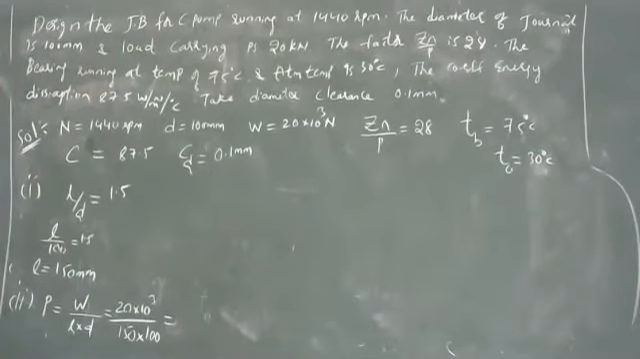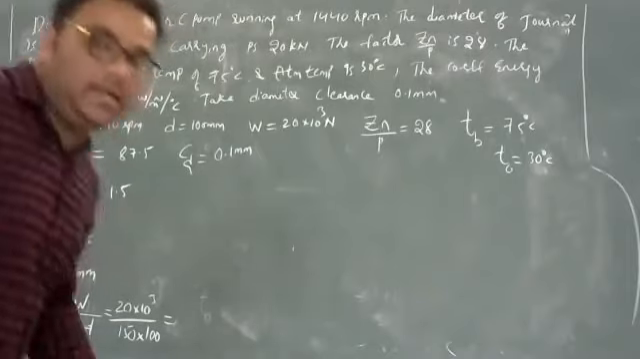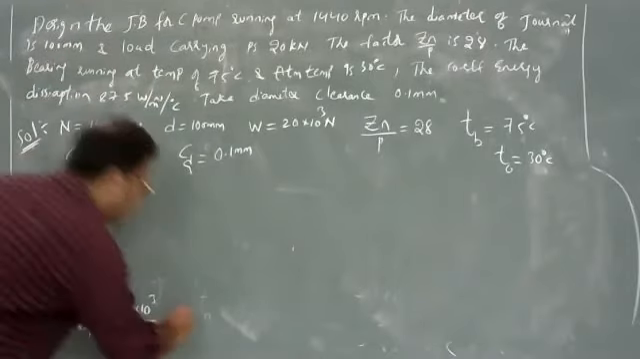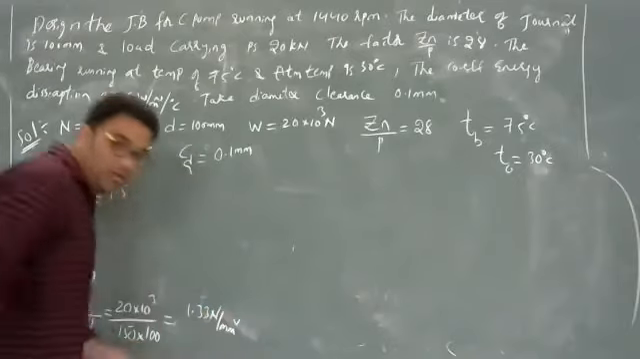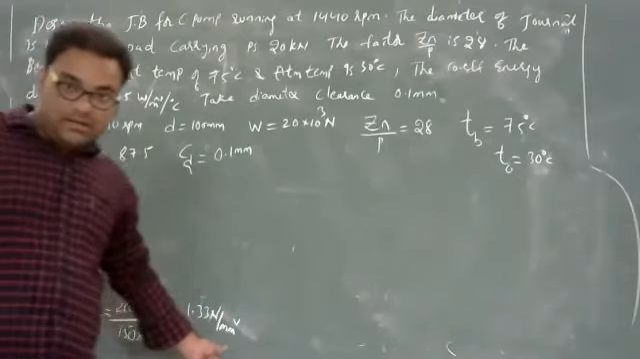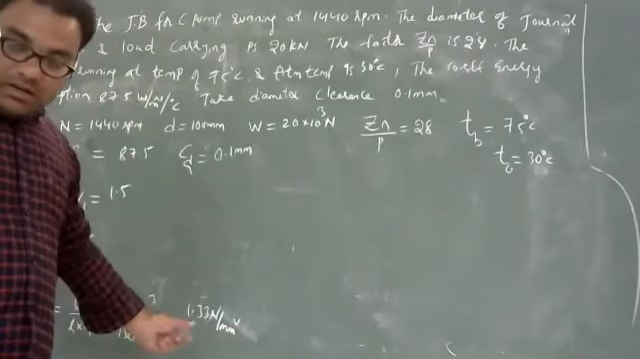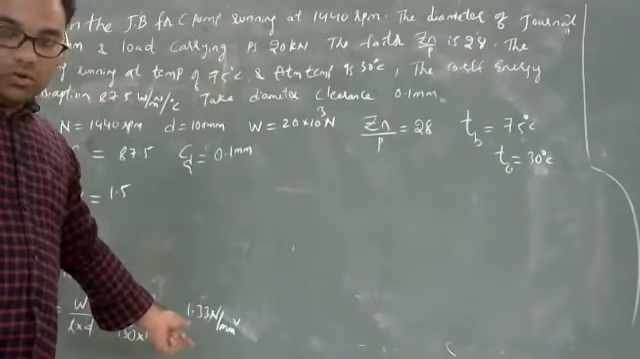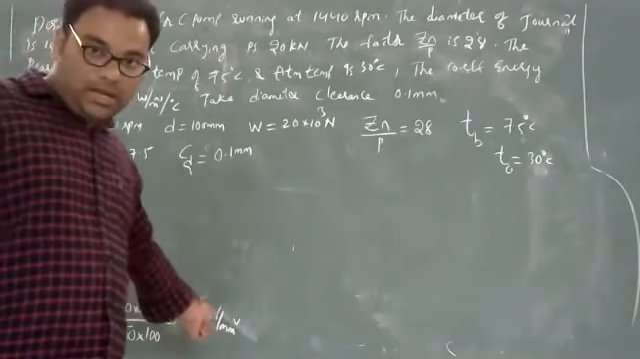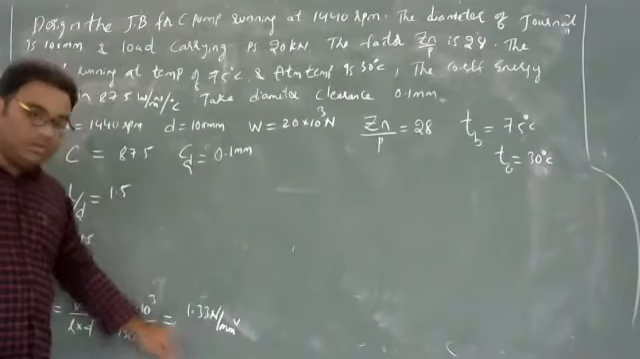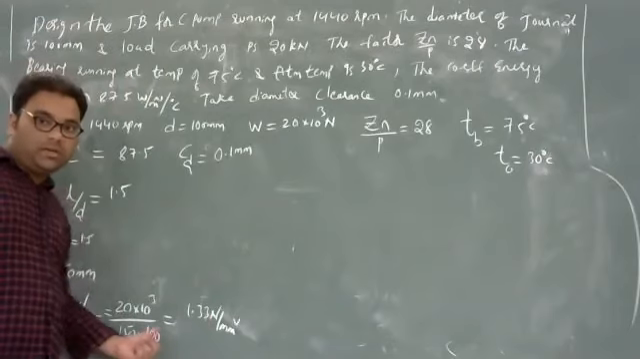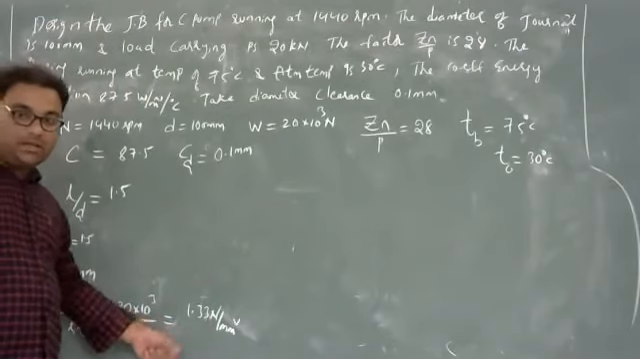The value you are getting is 1.33 Newton per millimeter square. If you calculate it and still get some other answer, then try to give the reply in my channel. So the pressure we are getting is 1.33.